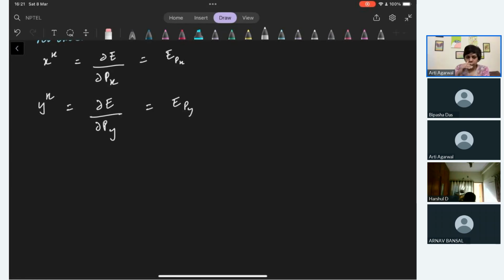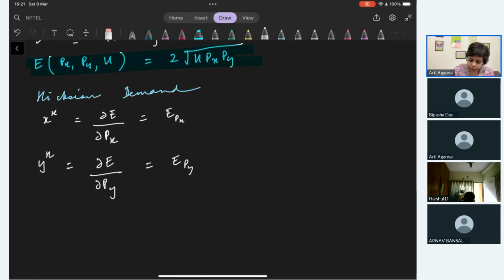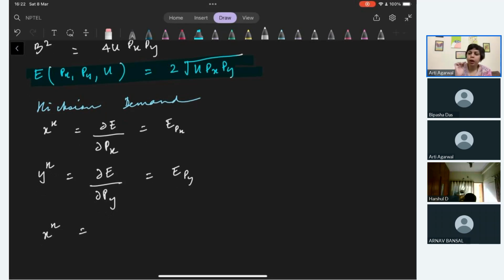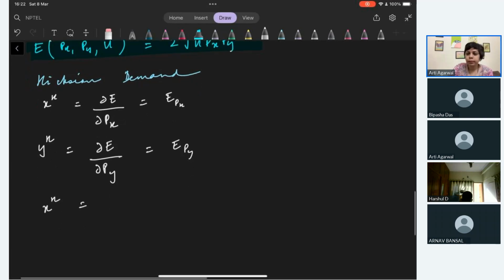Now let's do that. We have the expression for the expenditure. Let's write the Hicksian demand. So this is 2 under root u Px Py, in which u is not a variable here. I mean, we're not considering u as a function of Px or Py, right? This is just u. You're holding utility constant because it's Hicksian demand. That's why, if you want, you can write u as u bar, denoting that utility is a constant here. It's not a variable.